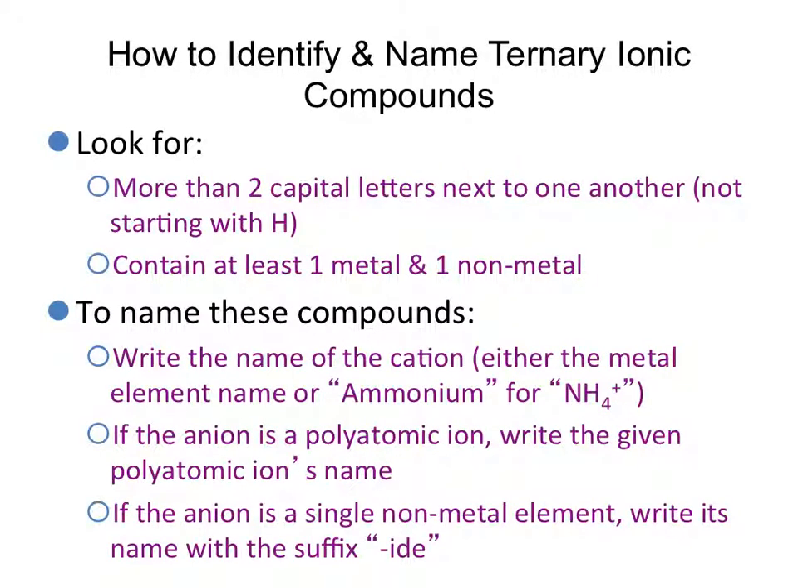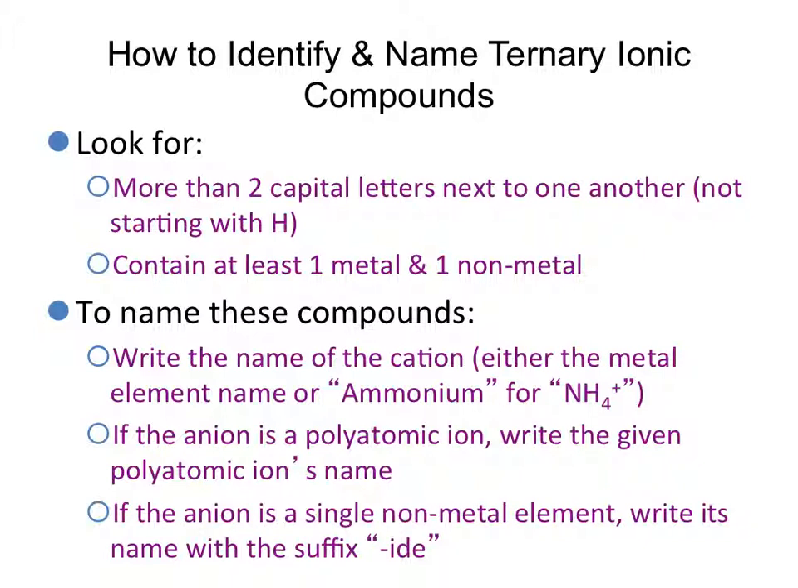So how do you identify and name ternary ionic compounds? We're going to look for more than two capital letters next to one another, or the parentheses, or the NH4 ion, and we're also going to be looking for at least one metal and one nonmetal. To name these compounds, we'll write the name of the cation. That will either be the metal, in which we will use the element name, or the ammonium ion, in which we will use the word ammonium.